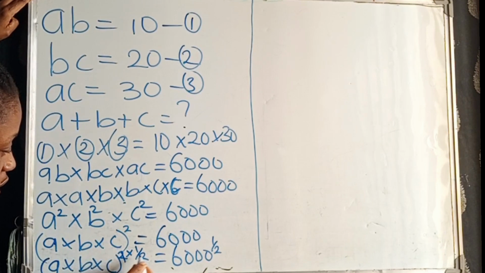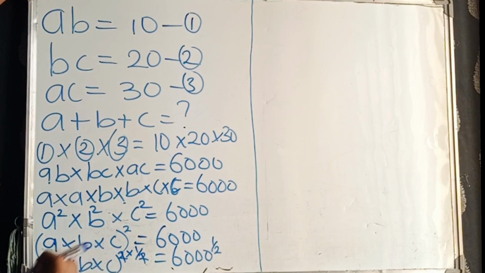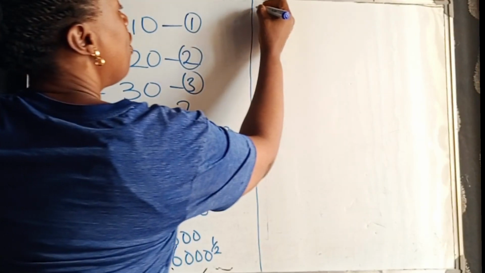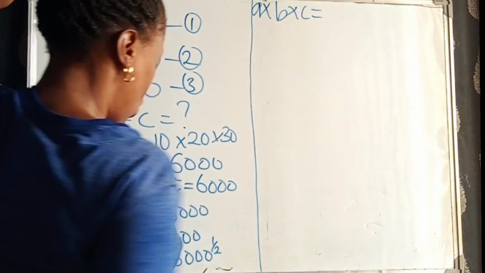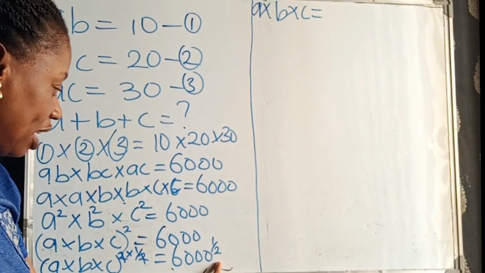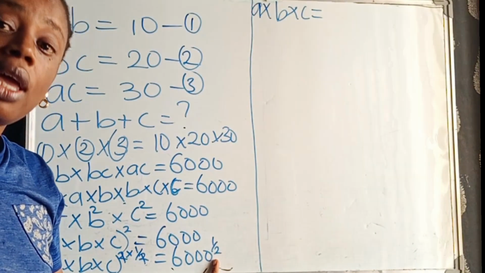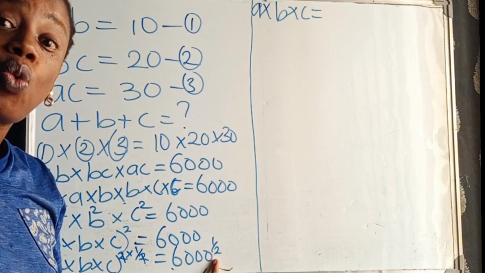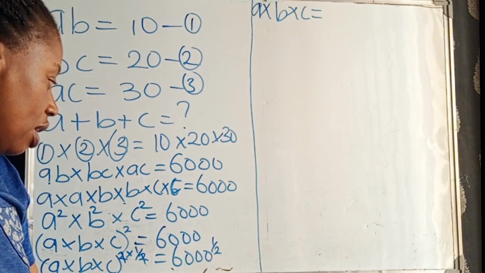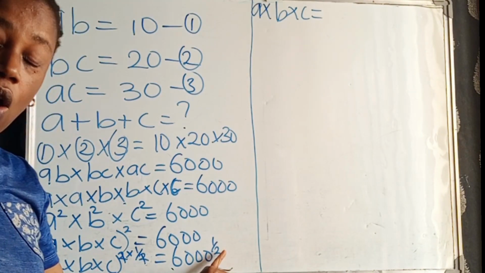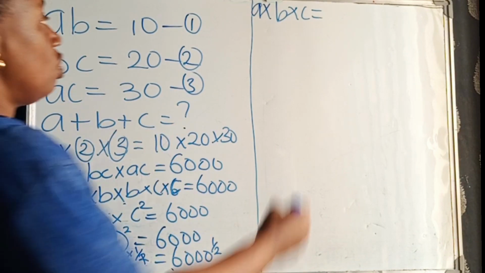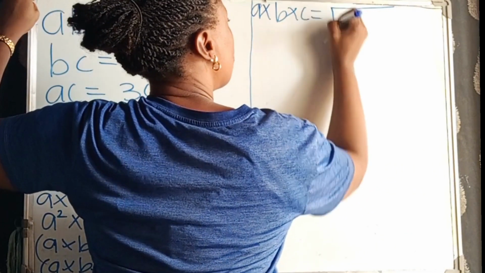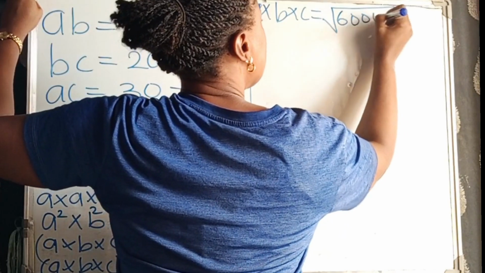So this 2 is going to divide this 2, and we are left with A times B times C only on this side. So we are going to have A times B times C equals, now in indices, when you have any number raised to the power of 1 over 2, that number is the same as the square root of that number. So 6,000 raised to the power of 1 over 2 is the square root of 6,000.